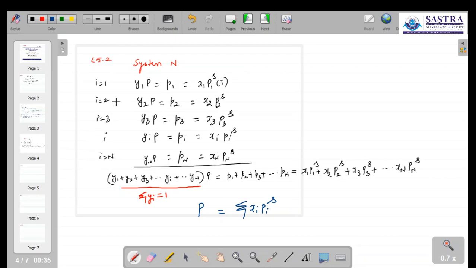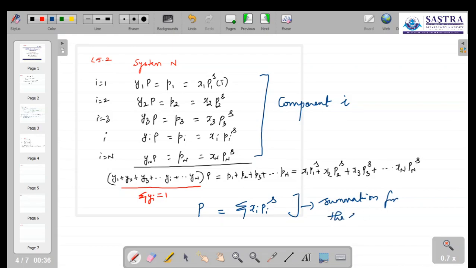So that means, for an n component system, if you apply Raoult's law, this is all for the component equations. So this is a component equation for every component i. This is the summation for the system, right?